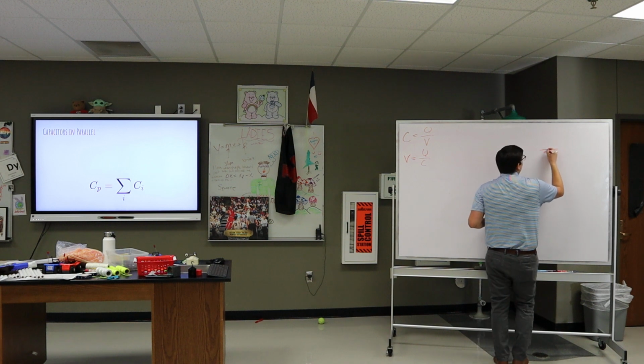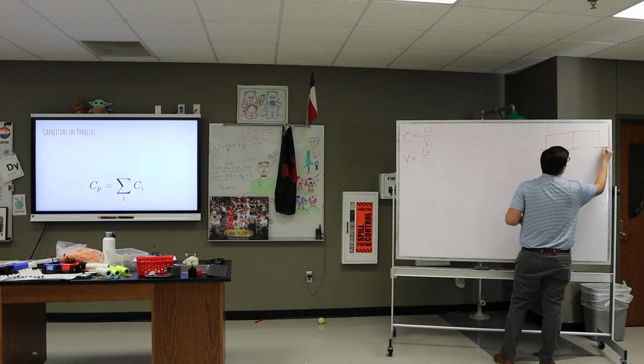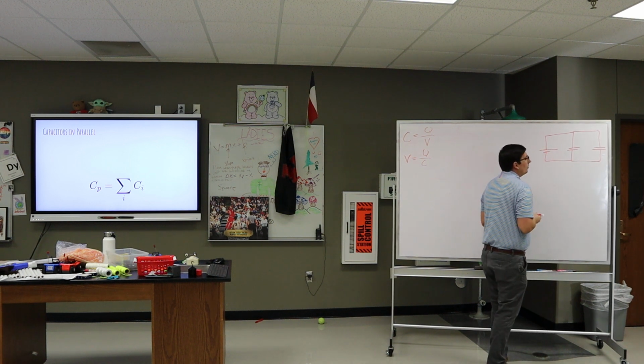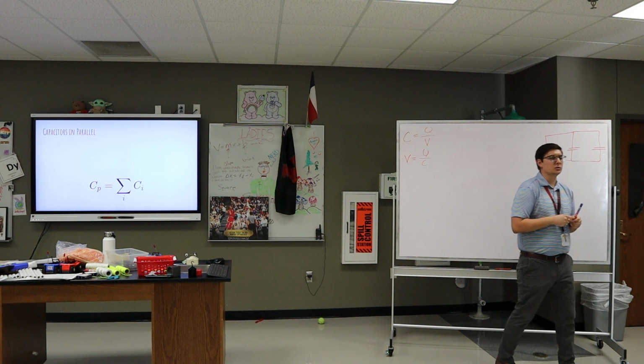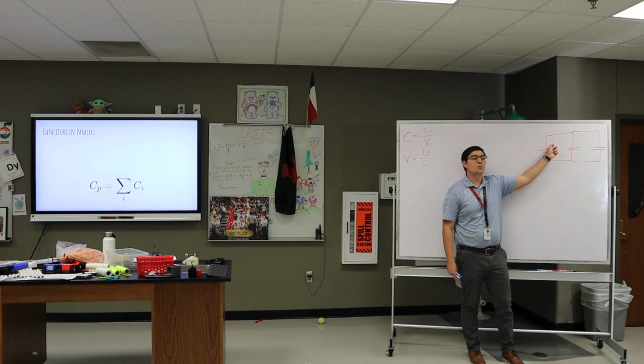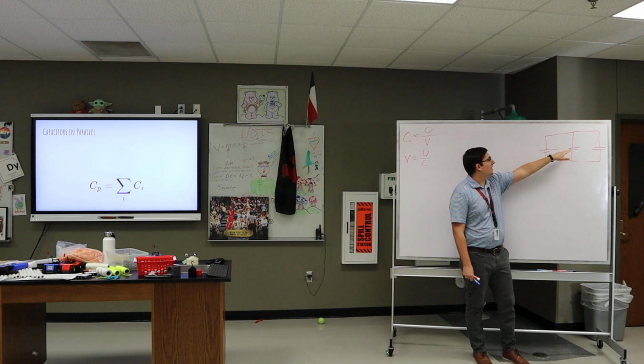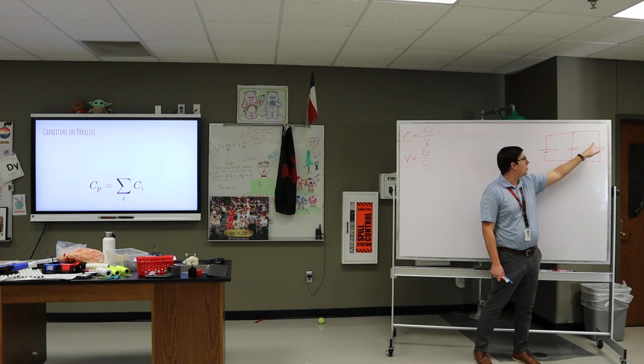So here's our battery. I'm going to have two parallel capacitors. Now if I look at applying the same principles, I'm going to see that both of these are hooked up directly to the battery, and therefore they have to have the same voltage, right? What I'm also going to see is that the charge is now going to be split between these two.